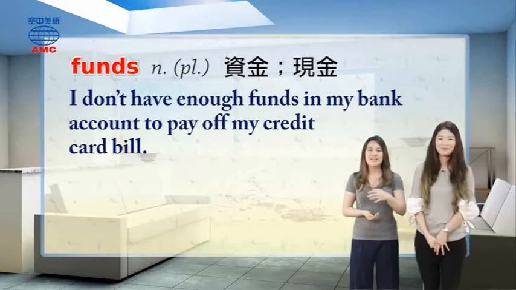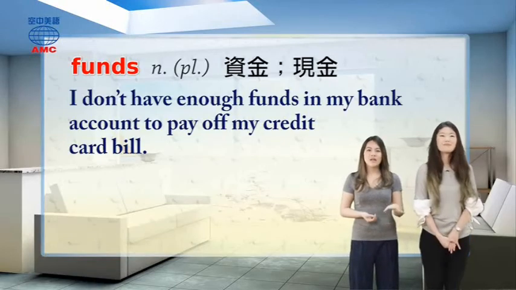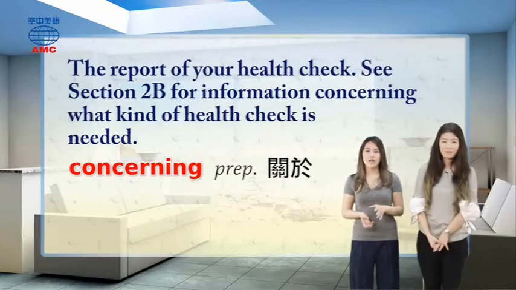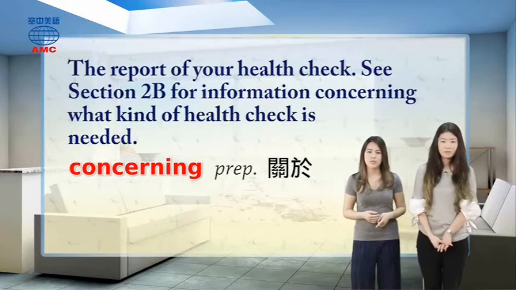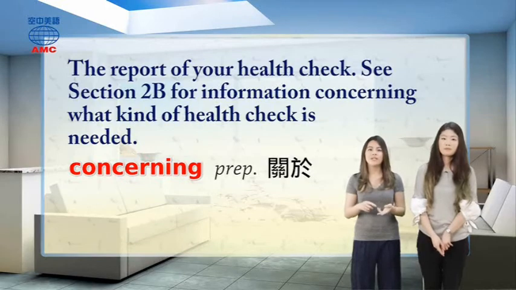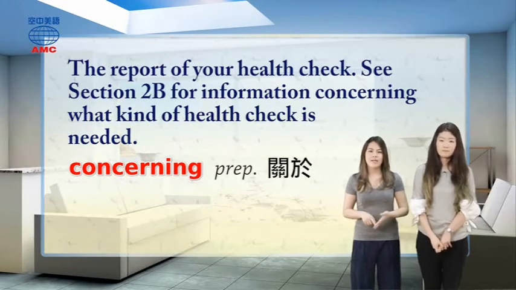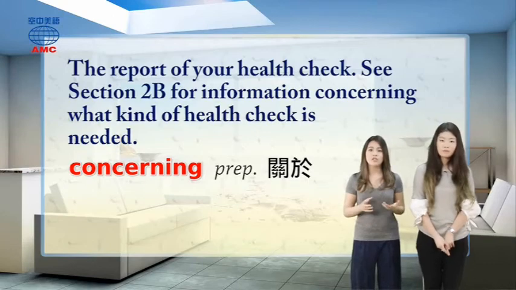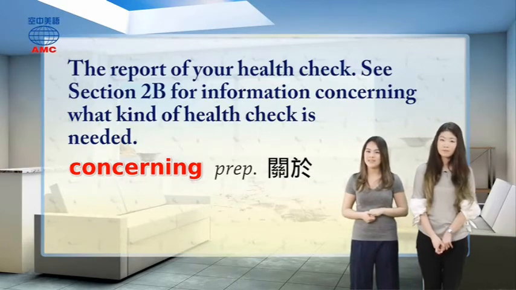So next, in the application form, it says the report of your health check. So remember, we need a few documents. We need the passport page. We need a bank statement, and now we need to have a health check. Okay. So again, it says see section 2B for information concerning what kind of health check is needed.